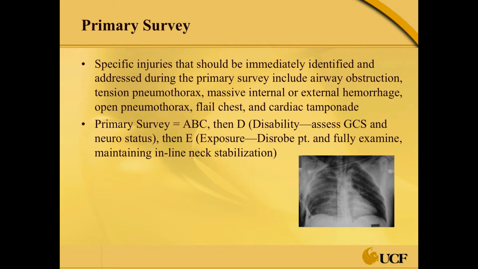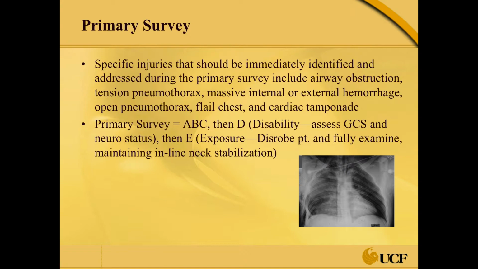Massive internal external hemorrhaging, so rip the clothes off quickly with scissors, look at the skin, look to see whether or not there is bruising, large areas of ecchymosis, look for the respiratory pattern. Is there a flail chest? In other words, is the patient having paradoxical respiration? So when they breathe in, right, instead of the chest expanding, it actually deflates, and vice versa.